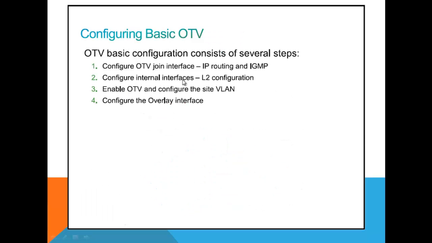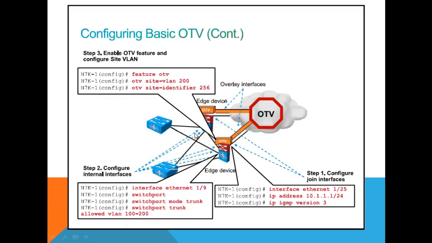Configure internal interface. This is not new for us. What is internal interface? These interfaces. With normal configuration, there is no new configuration. You go and say interface as switch port. If you want it as a trunk, you make it as a trunk. If you want to leave it as an access, you leave it as an access. If you want a trunk and you say I want to allow only these VLANs, where? Not over OTV. I'm allowing on this interface these VLANs. Allowing over OTV configuration is different.